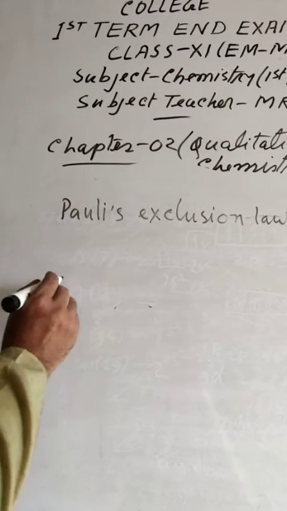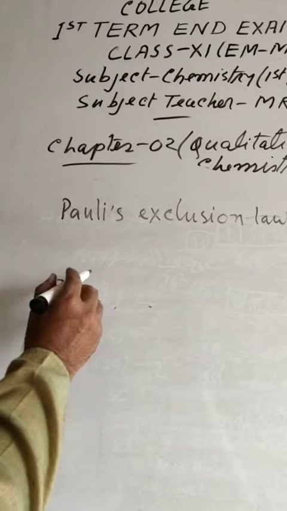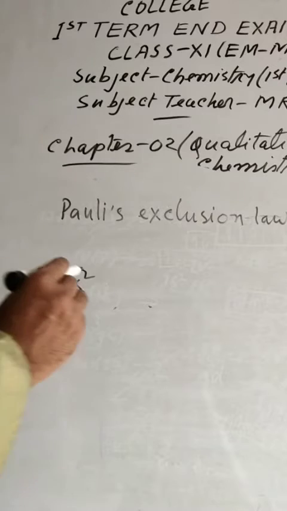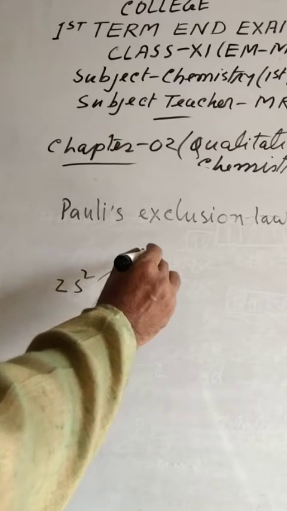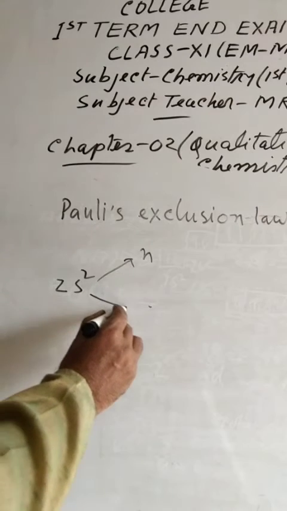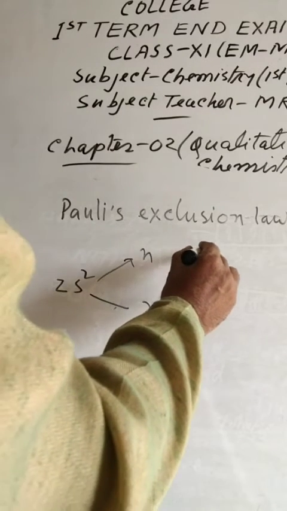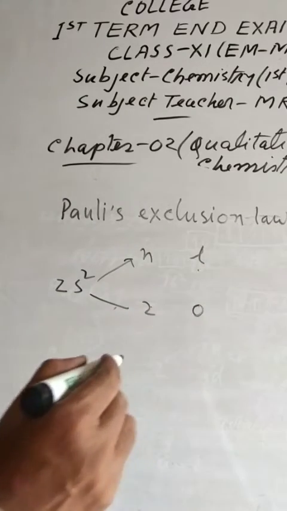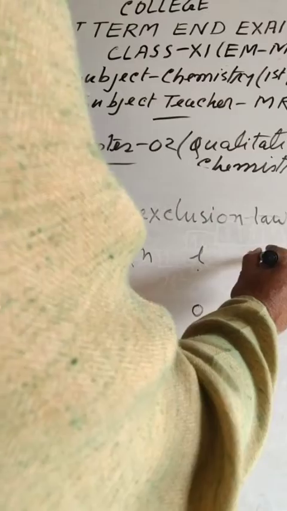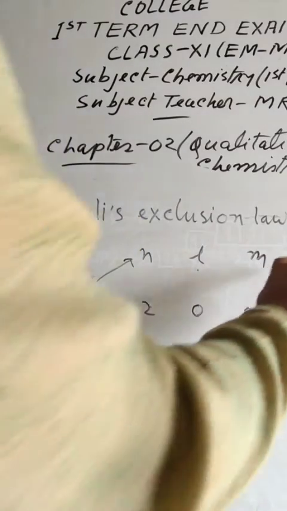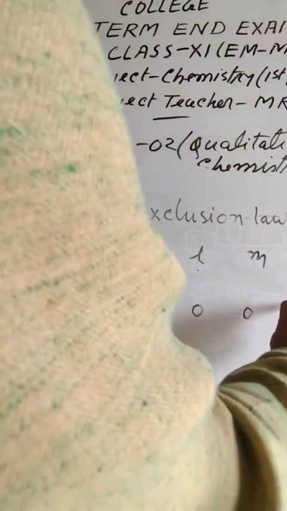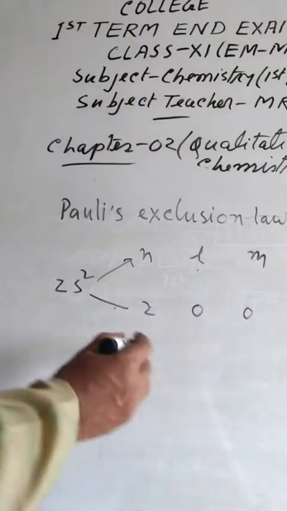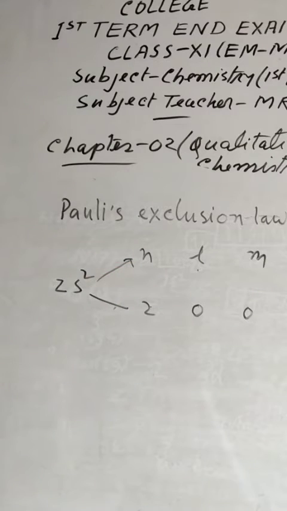For example, we have taken the second orbital, 2s, where 2 electrons are present. The principal quantum number n equals 2. The subsidiary quantum number L is 0. The magnetic quantum number is 0. But the spin quantum number is +1/2 for one and -1/2 for the other.